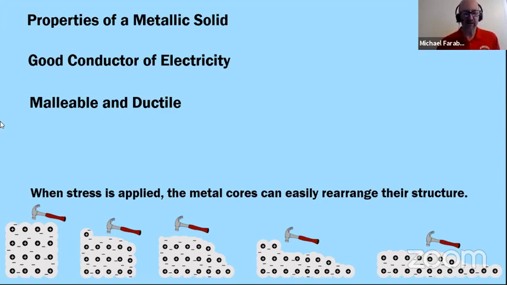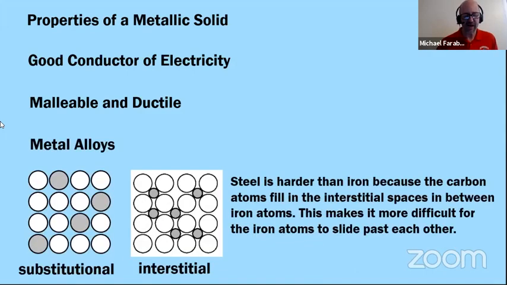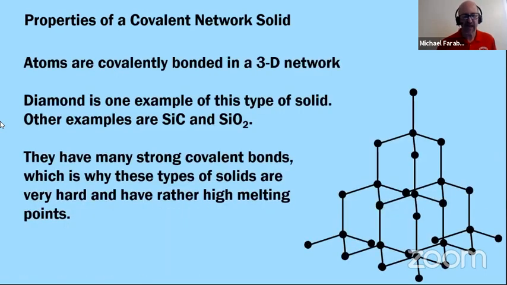And I mentioned in an earlier lesson that you can have alloys, either substitutional or interstitial. And especially with interstitial, you can see that the hardness changes. So steel is actually harder than iron because the carbon atoms, as they fill in the spaces, make it more difficult for the iron atoms to slide past each other. Okay, so ionic, metallic, covalent network is another type of solid.